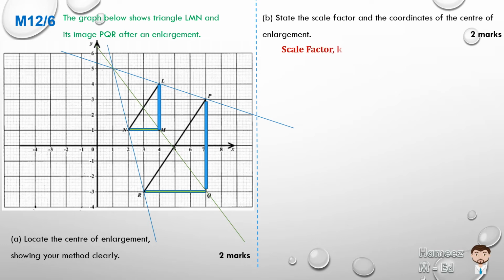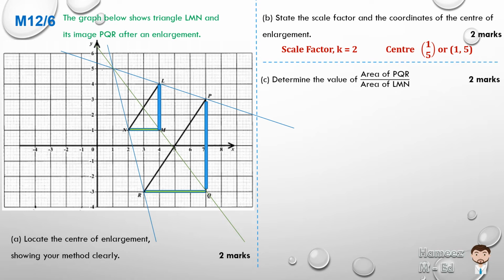As such, the scale factor, which is normally represented as K, is equal to 2, meaning it got twice as big. And what are the center coordinates for the enlargement? The points met at 1, 5, which can be written as a column vector or a row vector. Part C, determine the value of the area of triangle PQR over the area of triangle LMN. So there are a couple of ways to do this. One way would be to find the area of the larger triangle PQR.